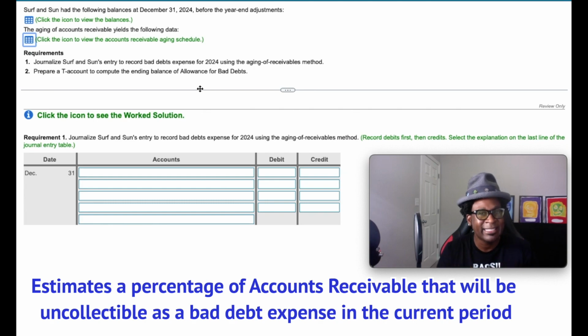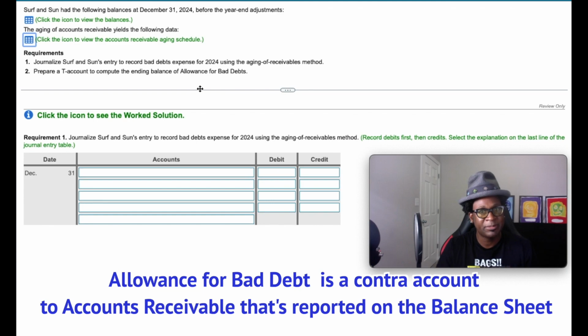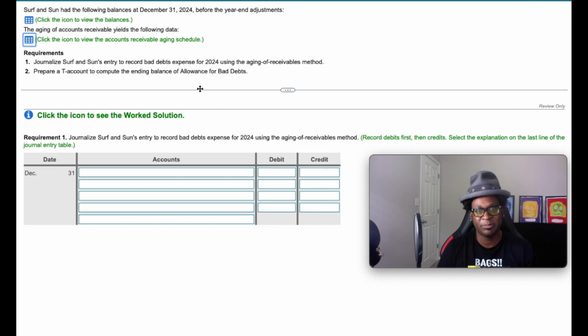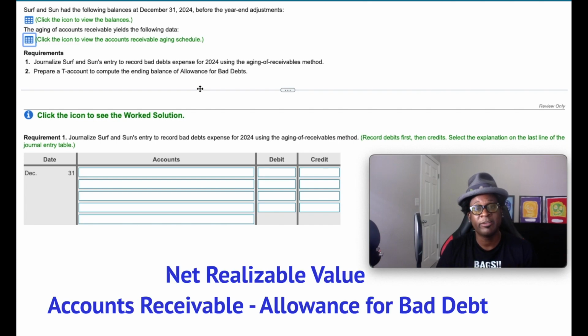When a company estimates, they're basically creating a bad debt expense for the period as well as an allowance for bad debt. That allowance for bad debt happens to be a contra account to accounts receivable, which makes it follow accounts receivable on the balance sheet in order to create the net realizable value. Our net realizable value formula is simply the gross amount of accounts receivable minus the allowance for bad debt. It basically means the amount that the company realistically expects to collect on their receivables.